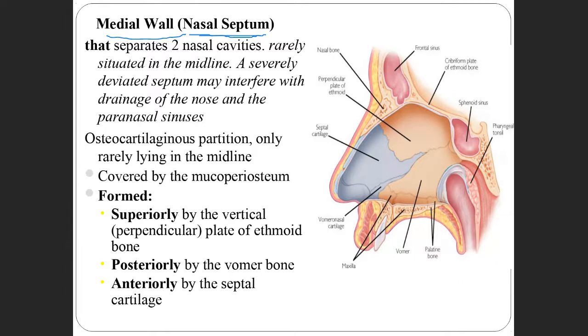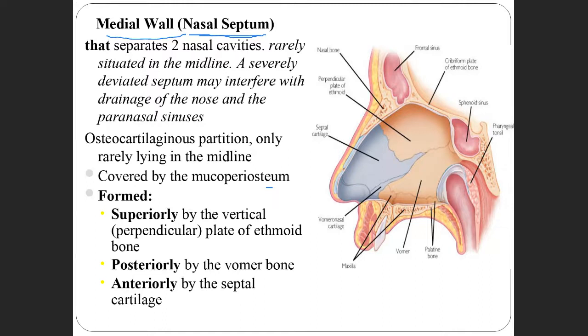So this nasal septum is a midline structure. Okay, and it is an osteocartilaginous portion. It means bony and cartilaginous. So it has a combination of bone and cartilage. Okay, it is covered by mucoperiosteum. Mucoperiosteum is mucous membrane and bone.